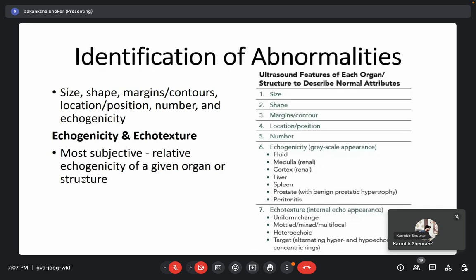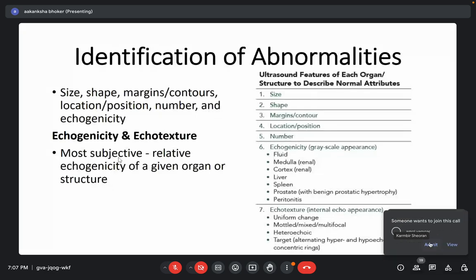So we should think of it in the following manner: is there any increase or decrease, any changes in the shape, change in the size, whether there is some hypertrophy or the size is reduced, whether there are changes in the contour of the organ, whether it is a homogeneous straight normal capsule or there are some deviations, any changes with respect to position, number, and echogenicity and echotexture of the organ.